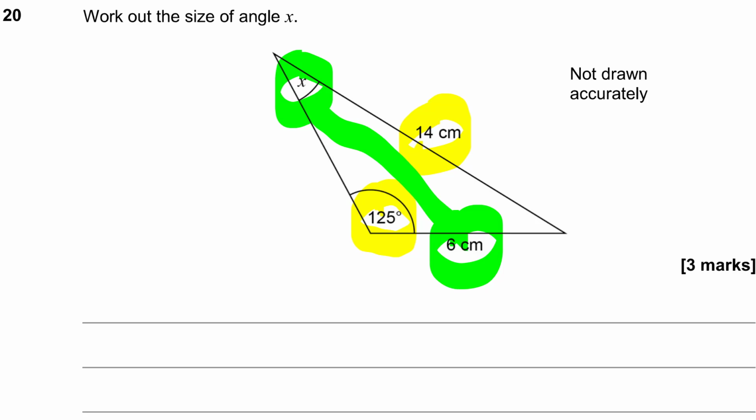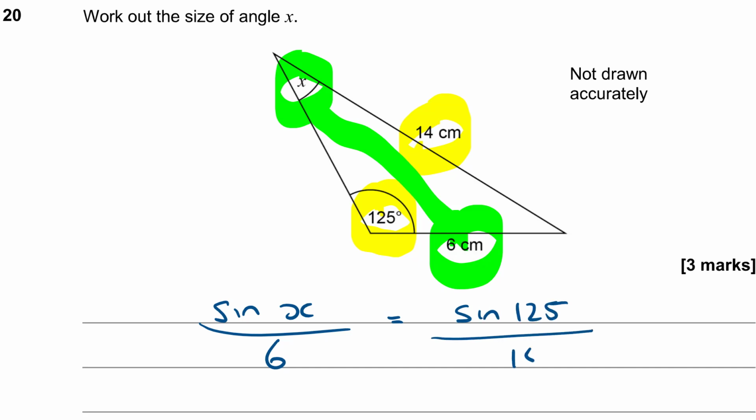Sine rule is about opposites. So we want to find the x, don't we? We want to find the angles. So we're going to state the sine rule with the angles on the top. Sine A over A equals sine B over B. So sine x over 6 equals sine 125 over 14.